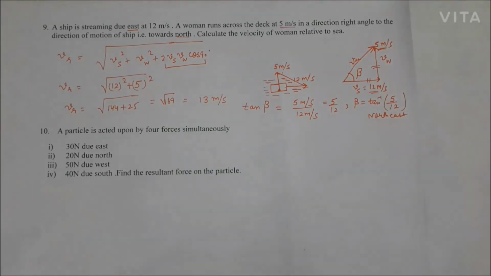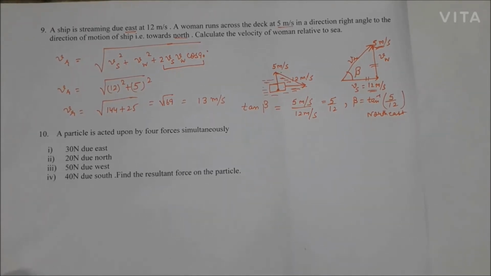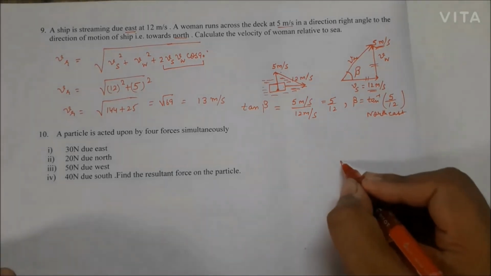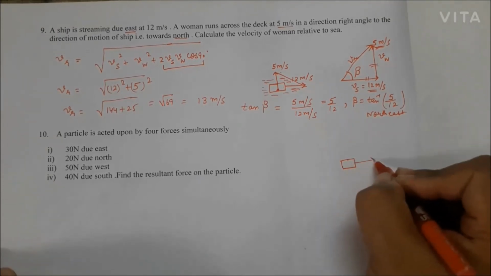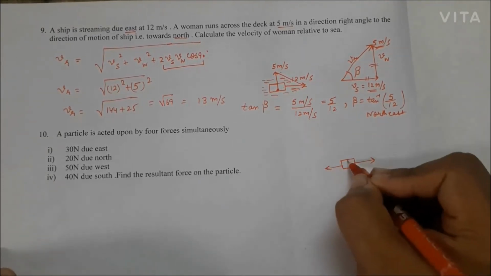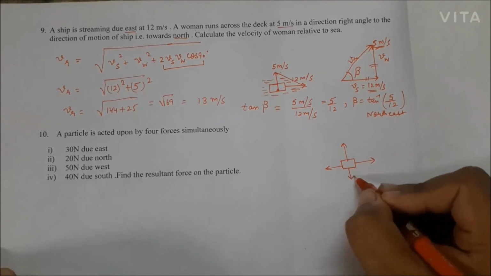Now our next question states that a particle is acted upon by 4 forces simultaneously. एक ही टाइम पे 4 फोर्सेस लग रही हैं. अब देखो, फॉर एग्जाम्पल मेरा पार्टिकल कुछ इस तरह से है, इसके ऊपर चारों डायरेक्शन में फोर्सेस लग रही हैं. ईस्ट में भी लग रही है, वेस्ट में भी लग रही है, नॉर्थ में भी लग रही है और साउथ में भी लग रही है.